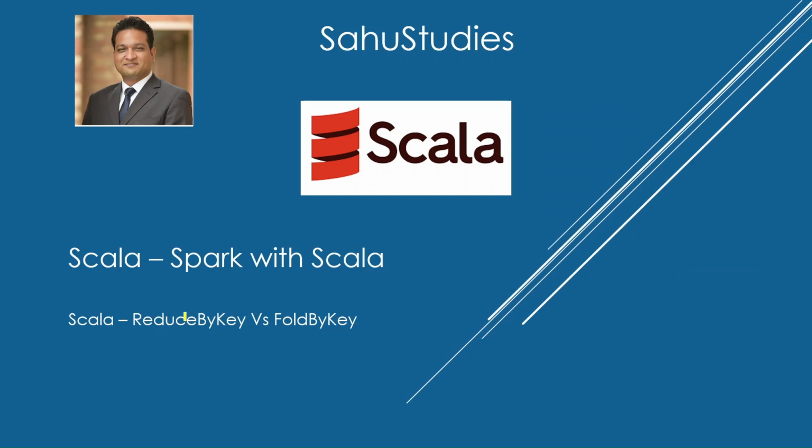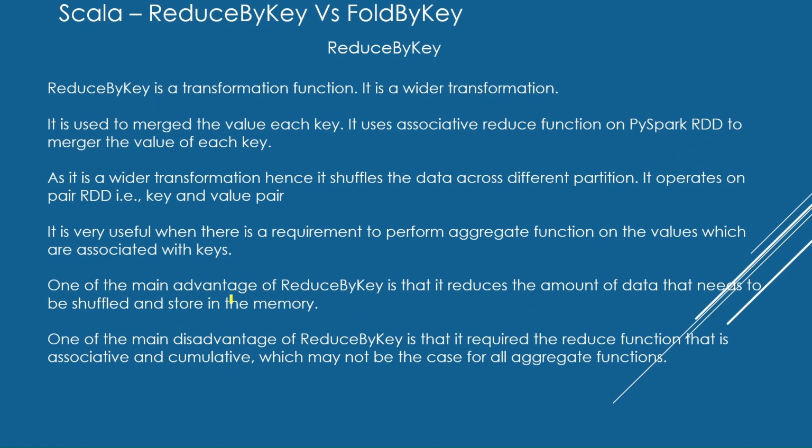In this video, I am going to discuss the difference between reduceByKey and foldByKey in Scala. So let's discuss what is reduceByKey. reduceByKey is a transformation function, and it is a wider transformation function. Means if you want to perform any kind of transformation over an RDD, we can use reduceByKey. And reduceByKey is a wider transformation.